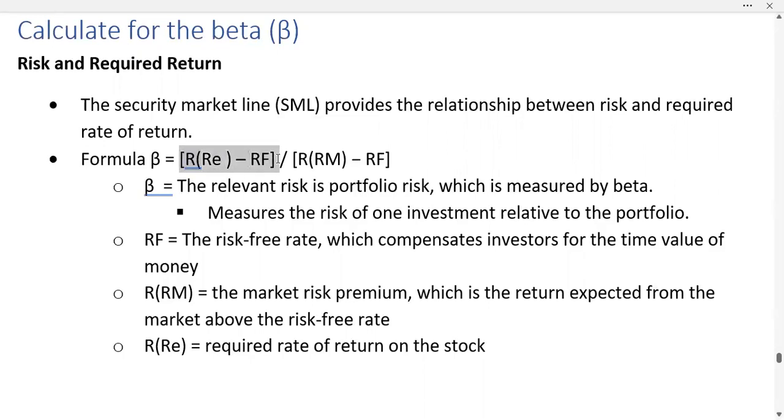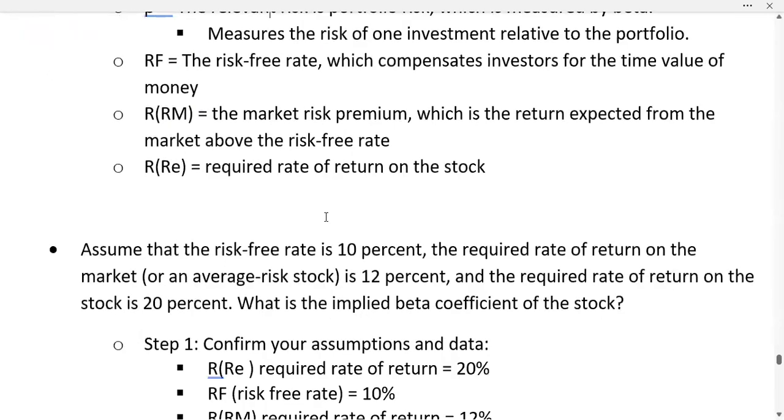So the difference of this will divide with the difference between the market risk premium, which is the return expected from the market above the risk-free rate, minus your risk-free rate. Okay, so let's look at an example.